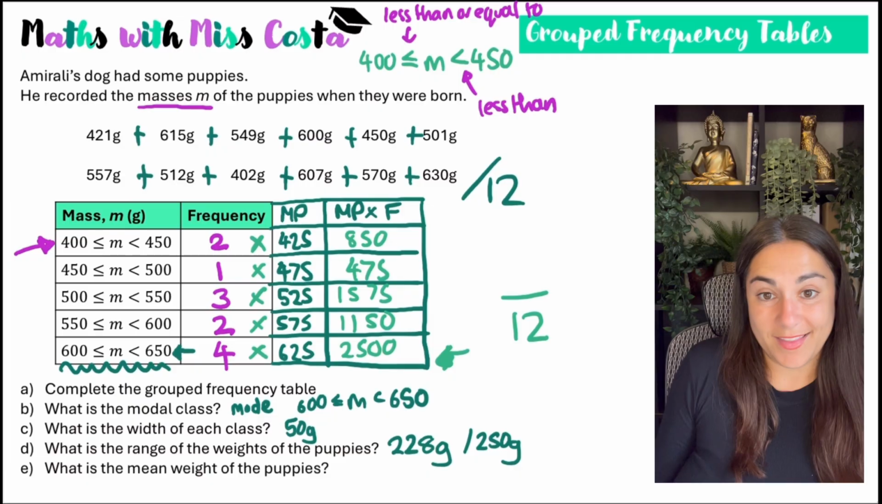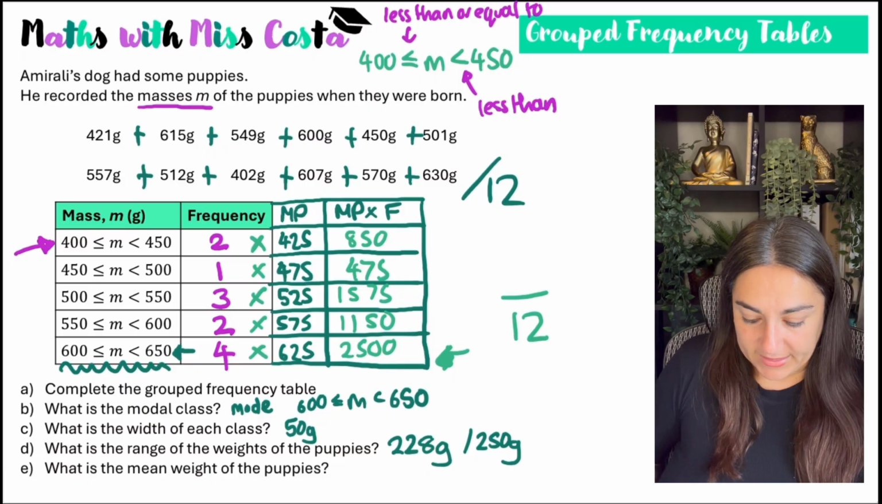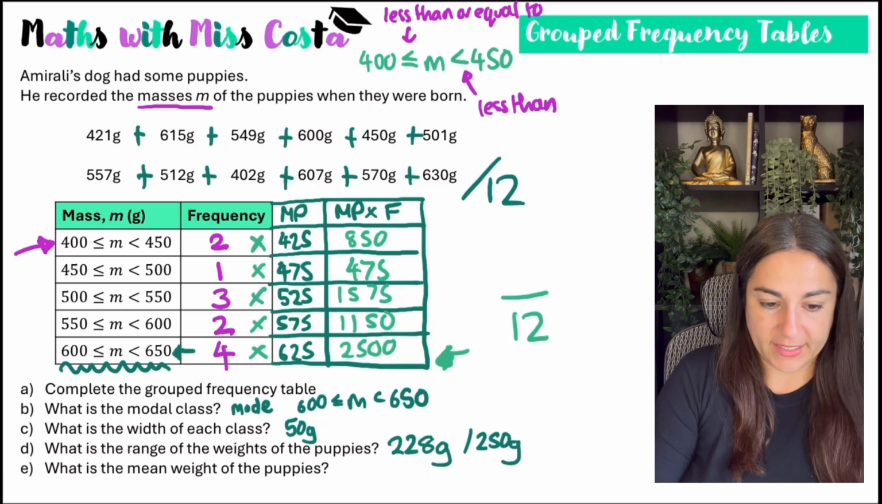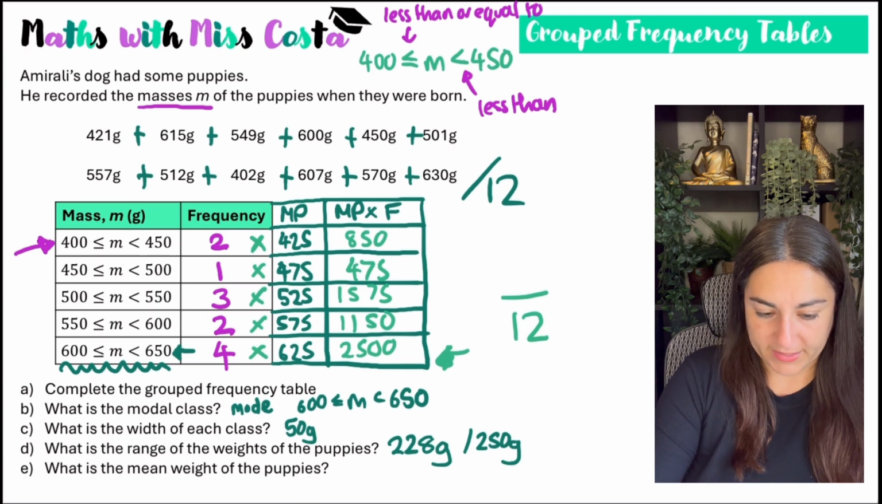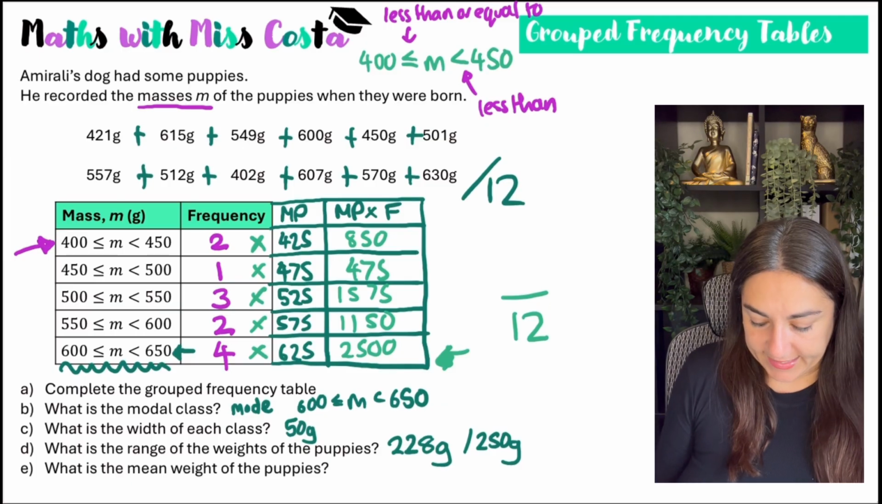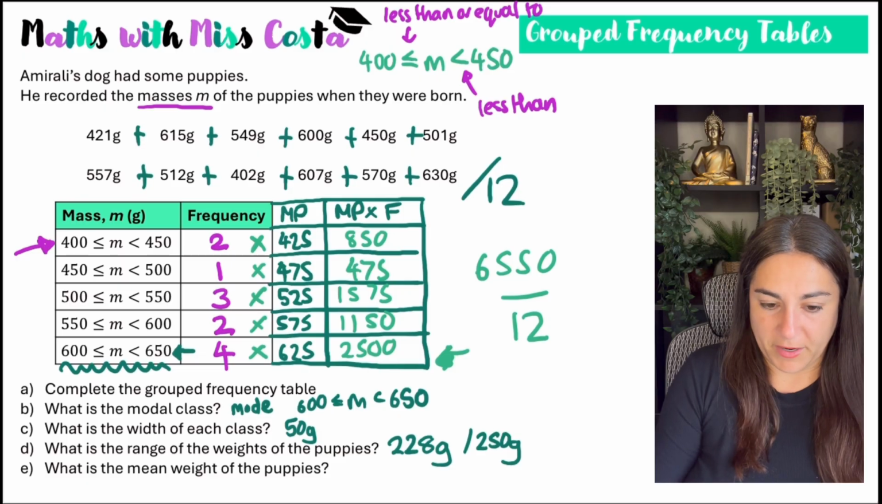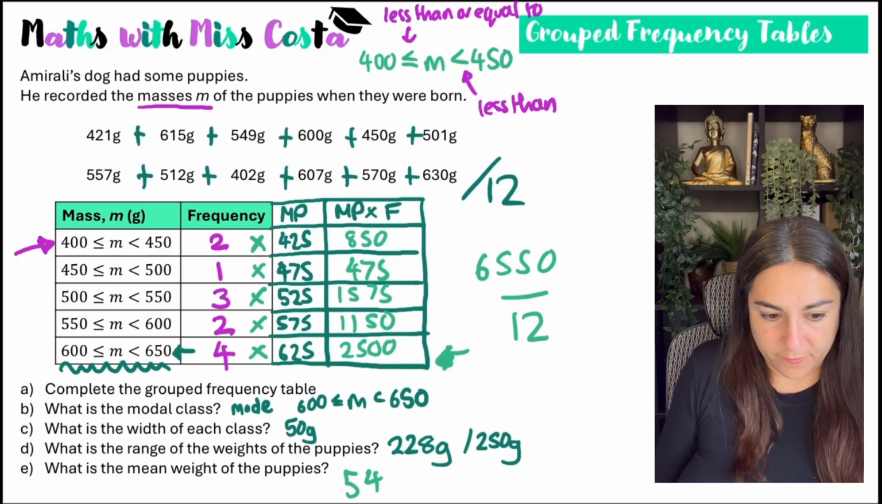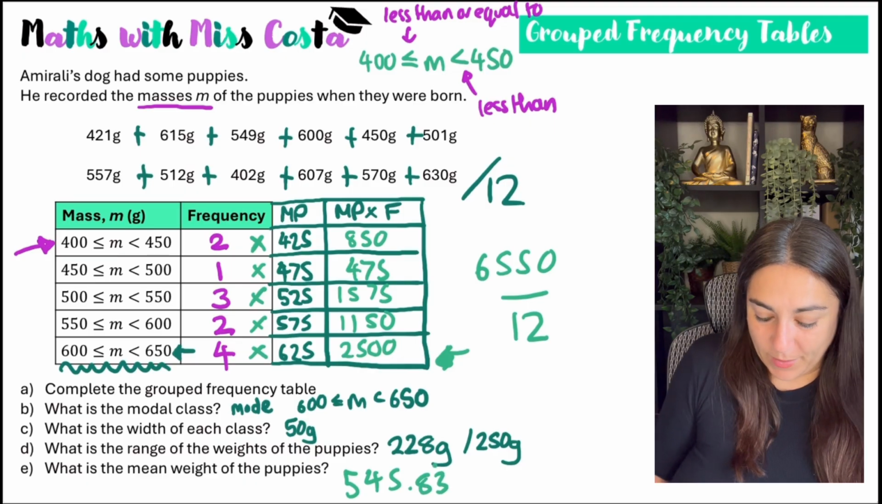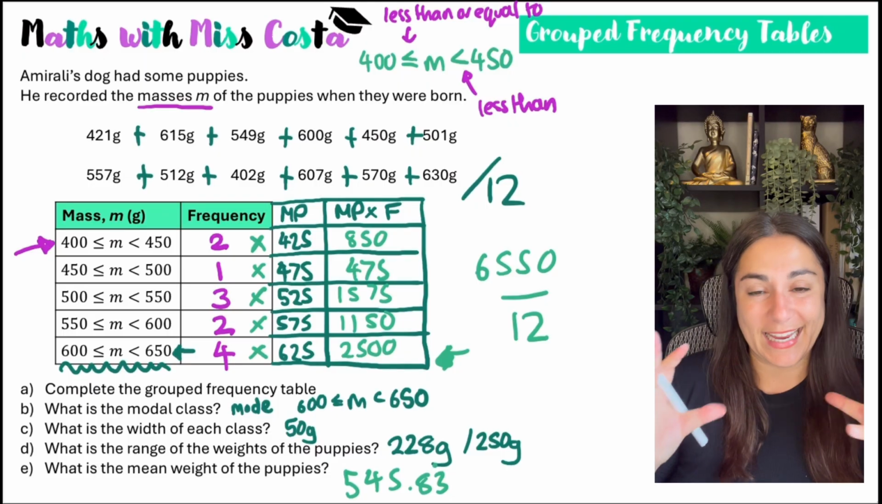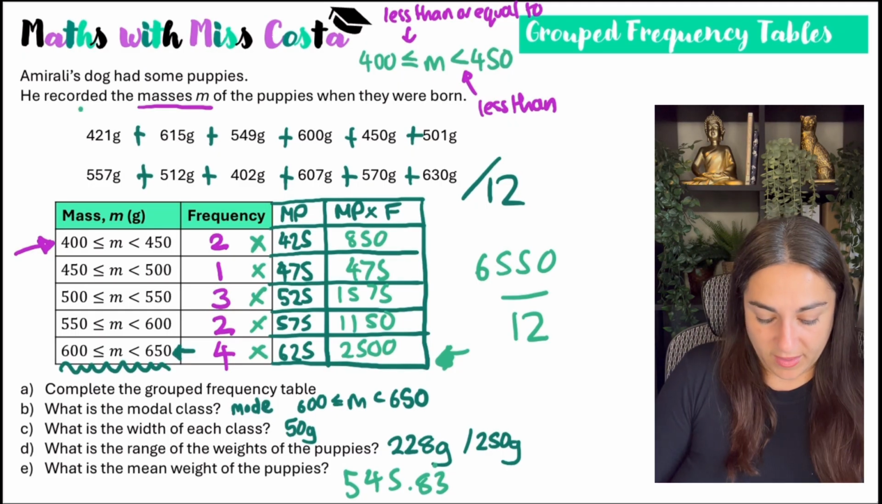So we know that that's going to be 12. So we add all these values together. 850 plus 475 plus 1575 plus 1150 plus 2,500 is 6,550. Divided by 12 is going to give me 545.83 recurring. So that is how we'd work out the grouped mean if we weren't given this data here.